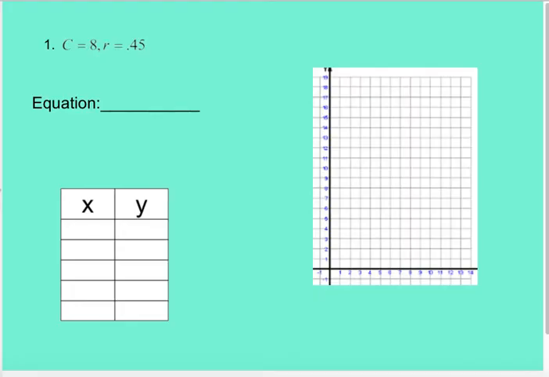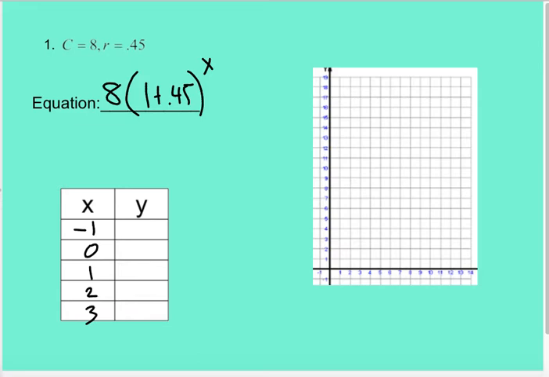So when you look, C is going to be 8, R is going to be 0.45, so that's going to be 8 times (1 plus 0.45), 1.45 raised to the x. So now what I like to do is go -1, then go 0, 1, 2, 3, and just kind of get an idea of what that's going to look like. So you're going to substitute each one of those in and figure out what each one's going to be.